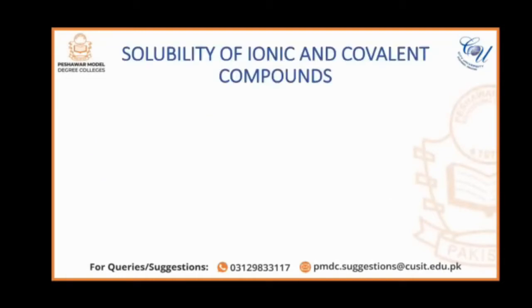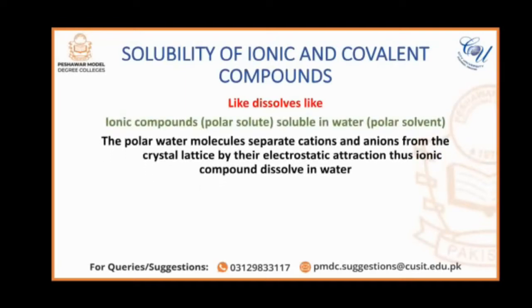The first property is the solubility of both ionic and covalent compounds. Students, you might know that like dissolves like. Ionic compounds are polar, so they are soluble in polar solvents like water, which have poles. Ionic compounds have a cation with positive charge and an anion with negative charge, like NaCl, where the cation is sodium and the anion is chloride. When an ionic compound is dissolved in water, the electrostatic attraction of water molecules separates the cation and anion from the ionic compound, and as a result the ionic compound is dissolved in water, which is a polar solvent.